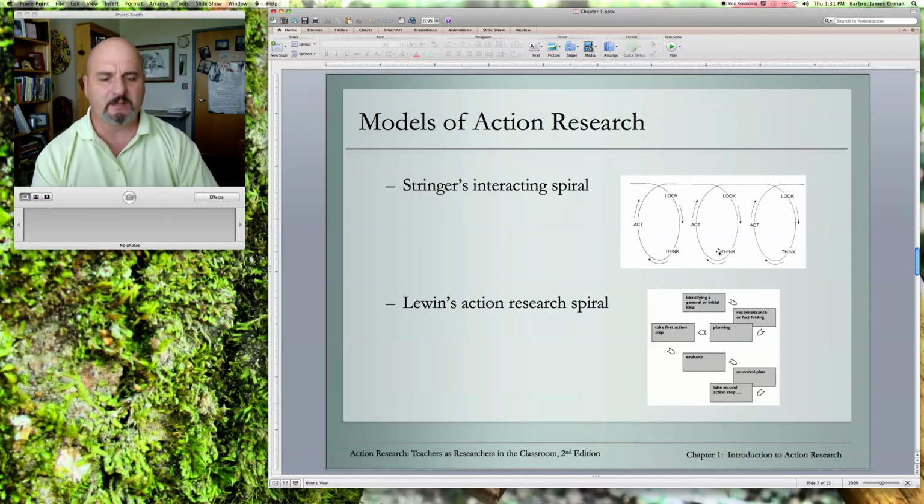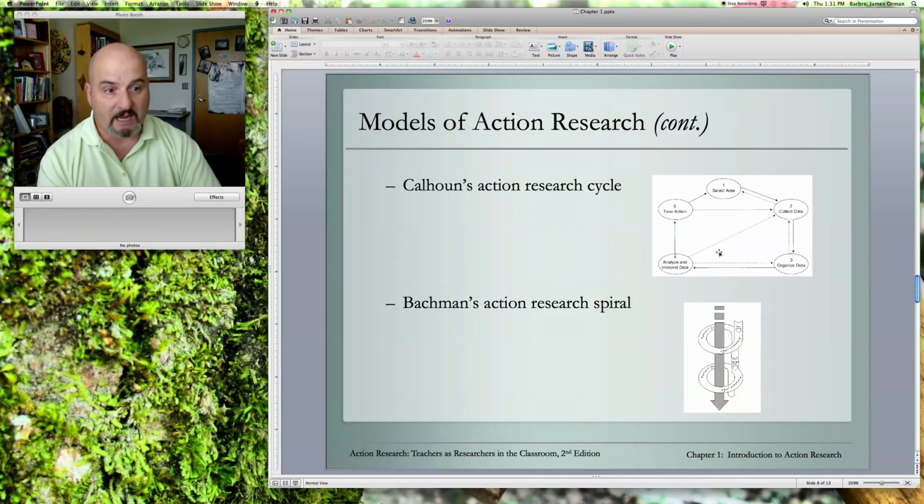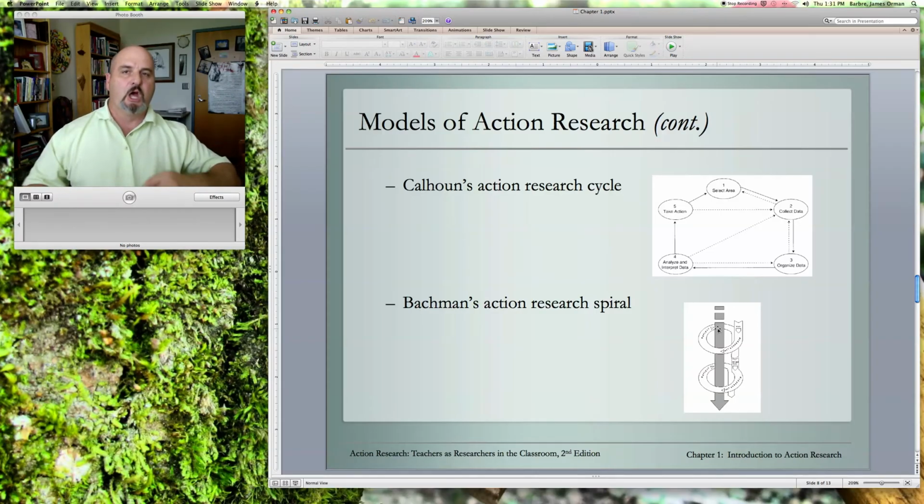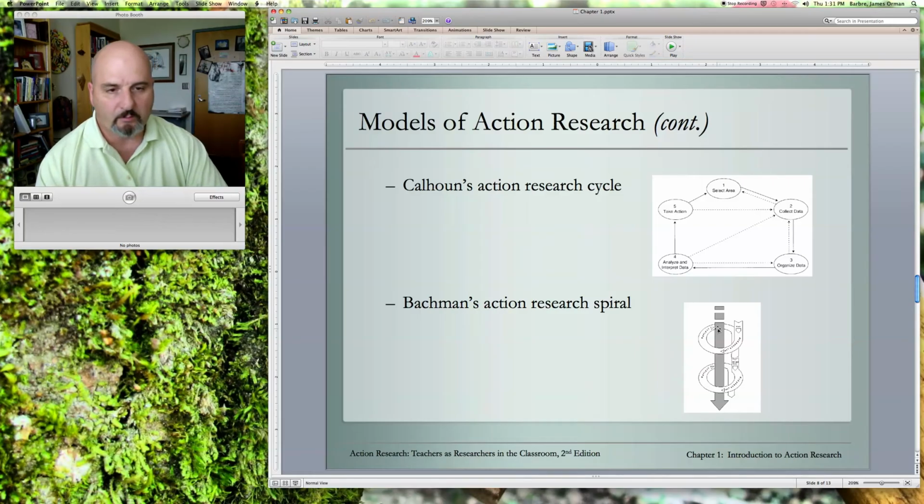It's not something that necessarily just ends. It's the same thing here. Look at Calhoun's cycle. Look at Bachman's cycle. As you go through these processes, you basically go around. The structure of the approach is such that it's not linear. I mean, there's really no other way to put it besides that.